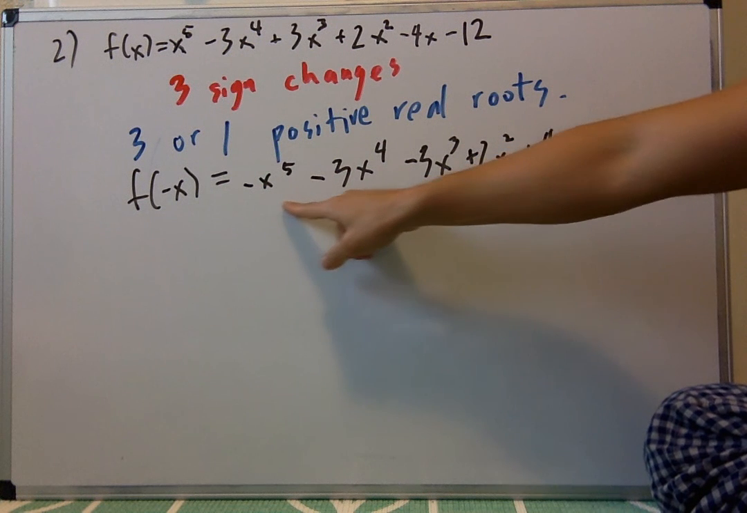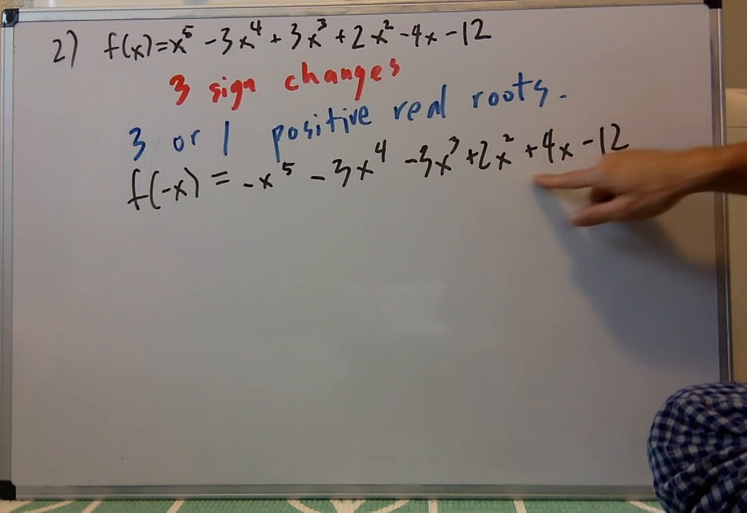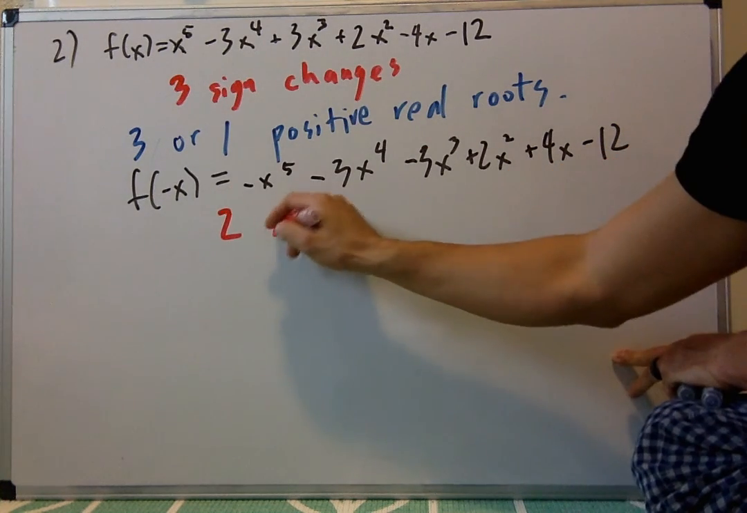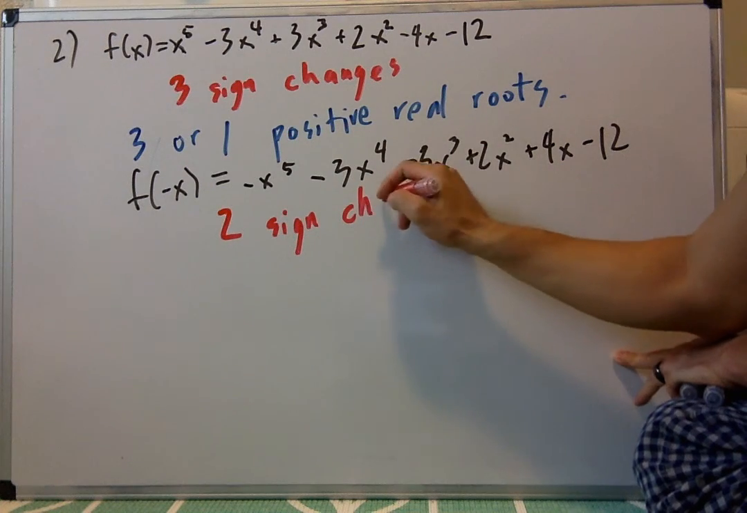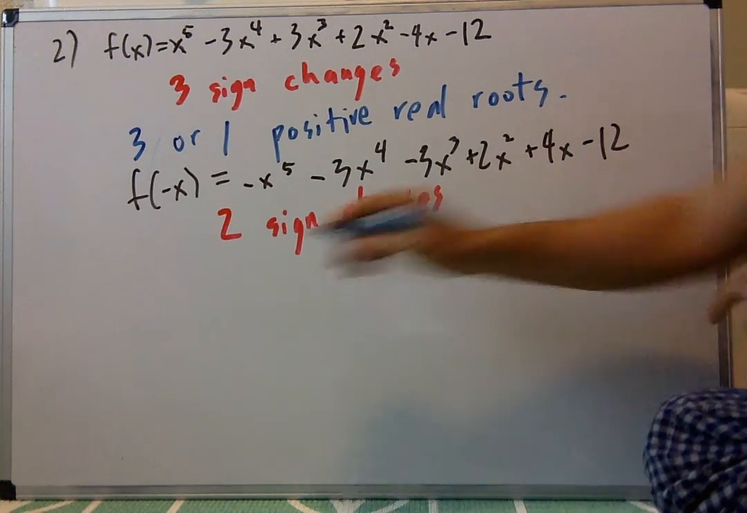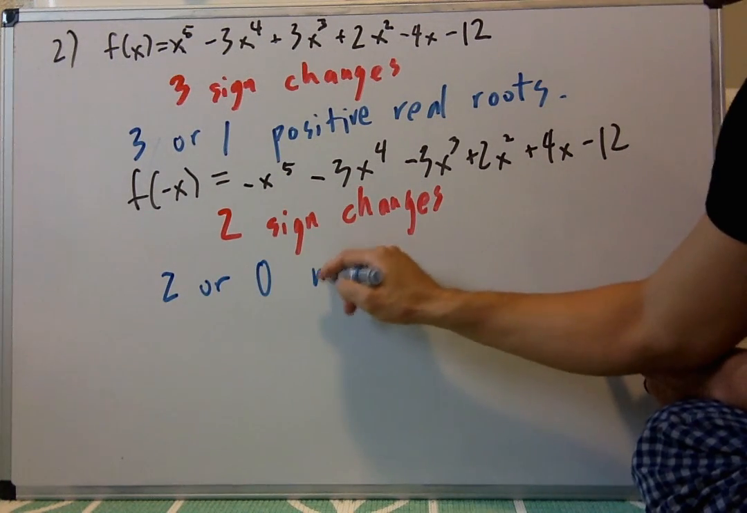So here, starting negative, staying negative, staying negative. Here, switch to positive, that's 1. And then from positive, switch to negative, that's 2. So I've got 2 sign changes. Okay, it's 2 sign changes. That means we have either 2 or 0 negative real roots.